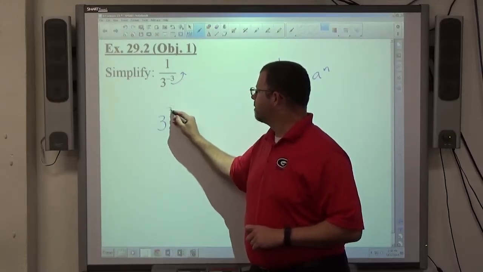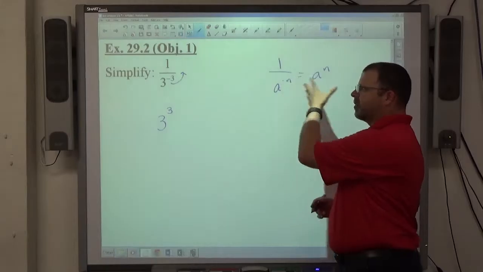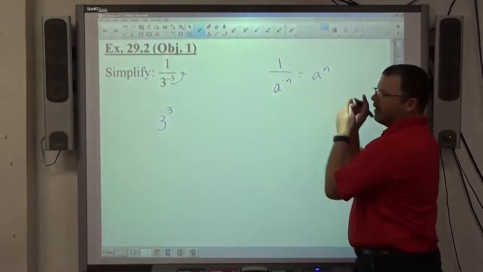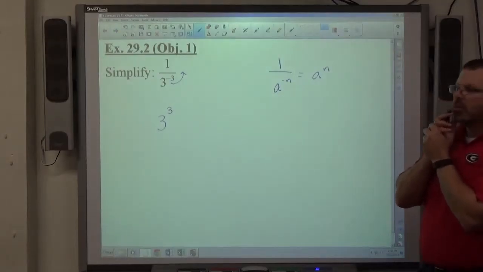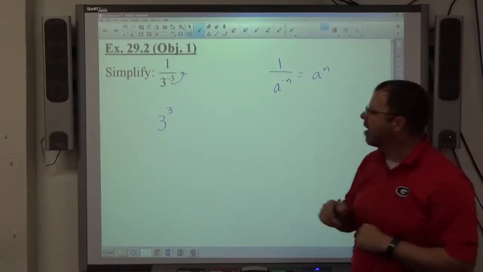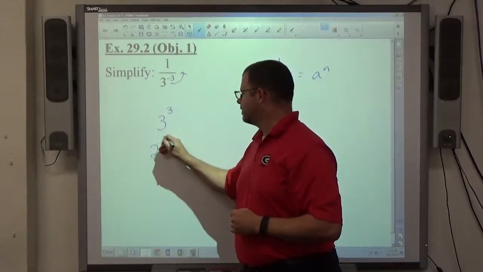So if it has this structure, it becomes that. Again, once you fix the structure, the power changes from a negative to a positive power. So 1 over number to a negative power becomes just number to the positive power. 3 to the third is 3 times 3 times 3, which is 27.